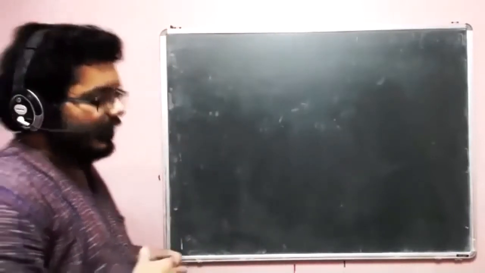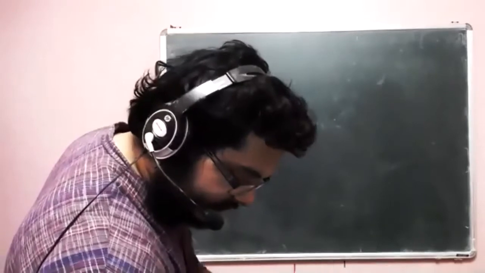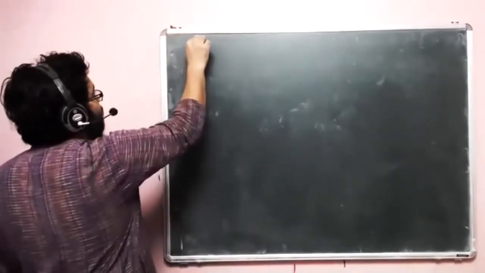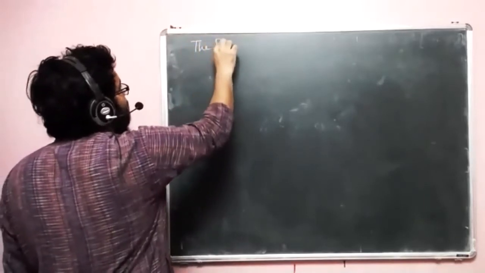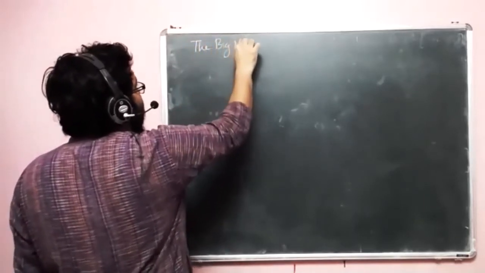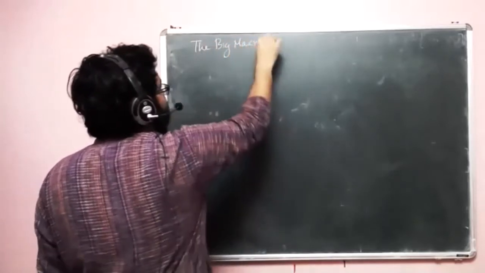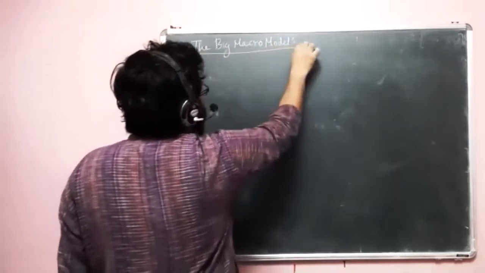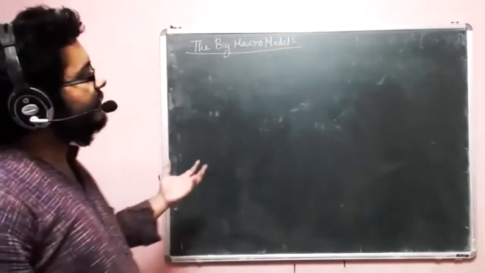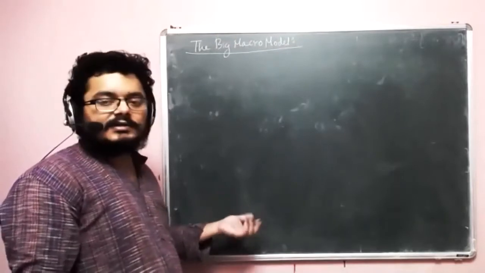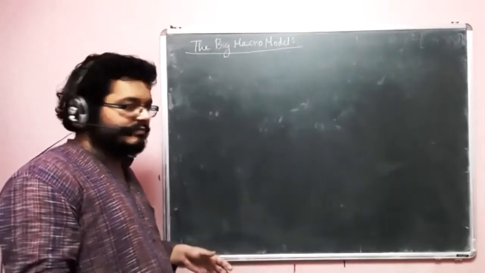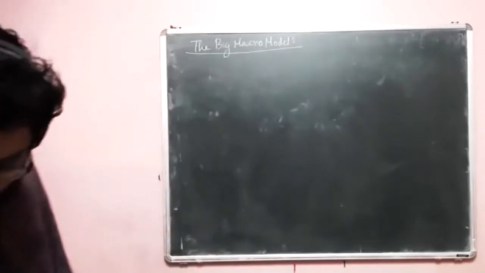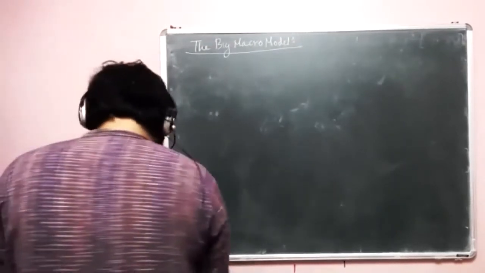Okay, so now we will start drawing the diagram of what I personally call the big macro model. It is the big macro model because this is something which brings ISLM and ADAS together to make clear the fact that ISLM is sitting in the background of the ADAS model. Okay, so let us just draw the diagram.